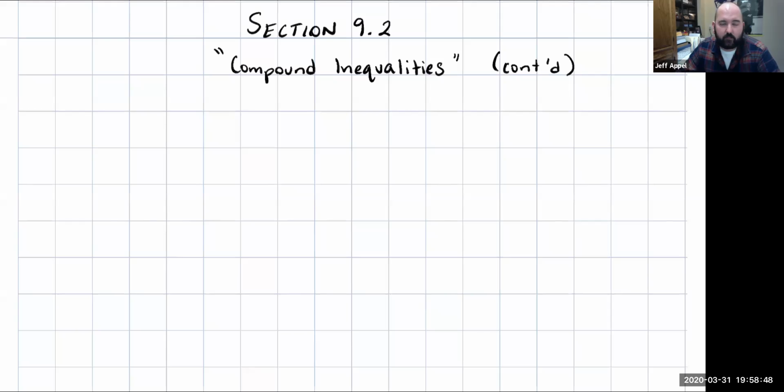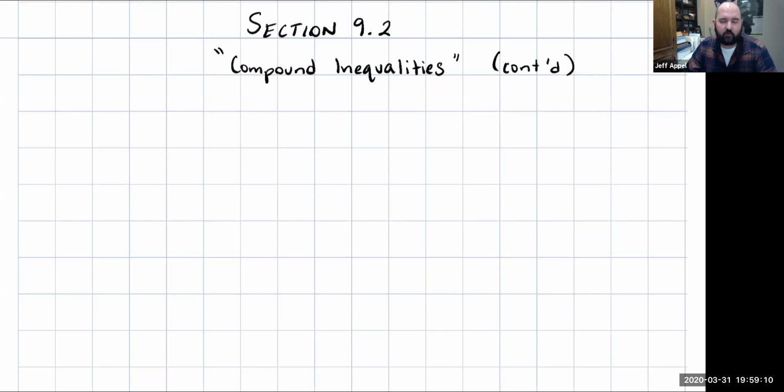This is the second part of the section 9.2 videos on compound inequalities. If you have not watched the first part of 9.2, stop this video, go back, watch that one first, and then come back and check this one out. So we just left off, we were talking about compound inequalities and how they were related to the word and.